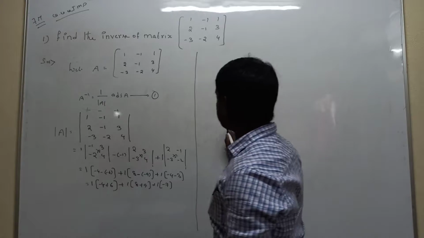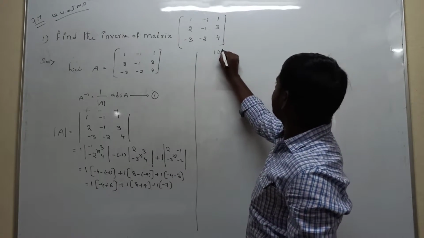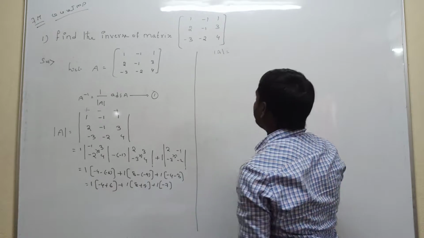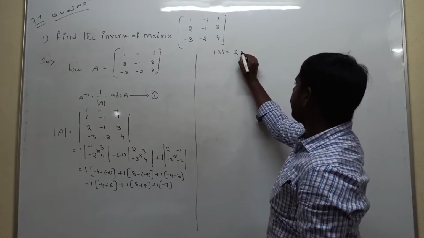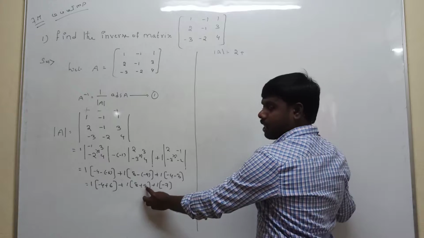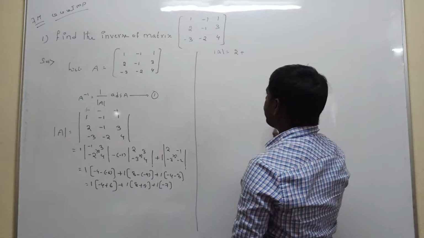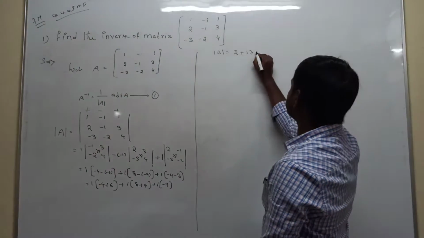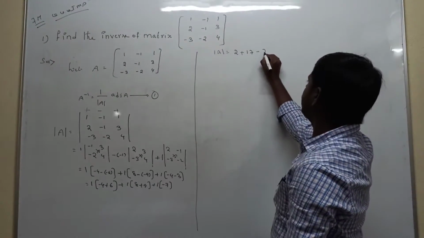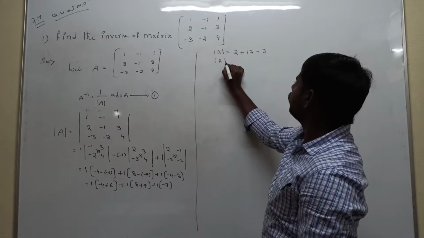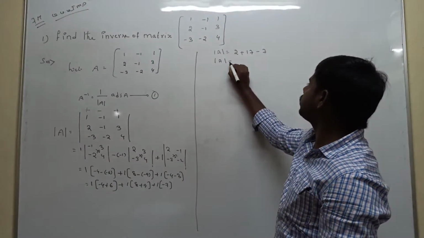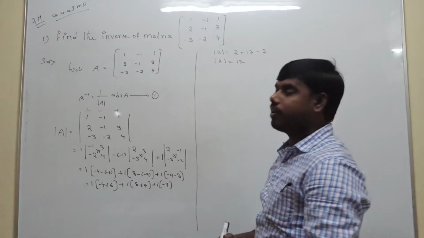So now delta A is equal to: minus 4 plus 6, value is 2. 2 into 1 is 2; plus 8 plus 9, value is 17. 17 into 1 is 17; plus into minus is minus 1 into 7 is 7. So delta A is equal to 17 plus 2 is 19, 19 minus 7, value is 12.